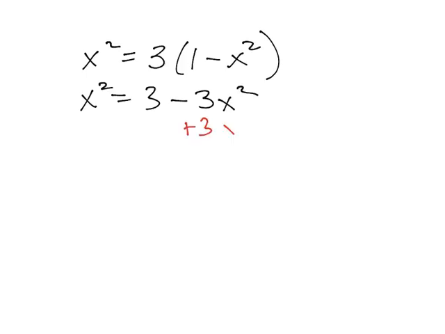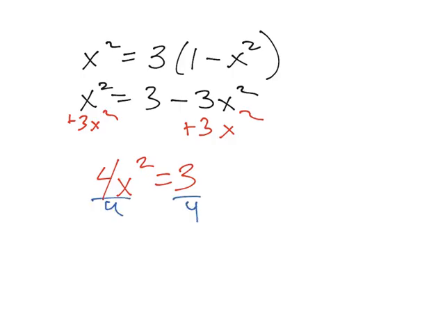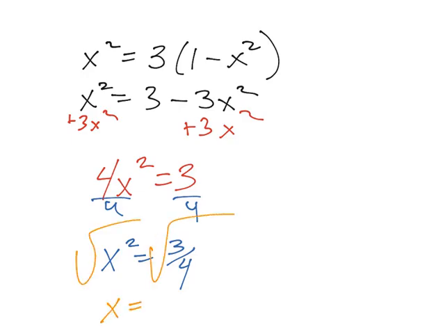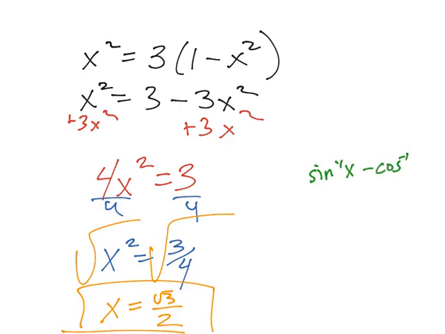Let's add 3x squared to both sides. So 4x squared equals 3. Divide by 4, so x squared is 3/4. Square root both sides, and x equals radical 3 over 2. After all of that, remember, we started with the inverse sine of x minus the inverse cosine of x equals pi over 6, and we end up with x equal to radical 3 over 2, which solves the equation.